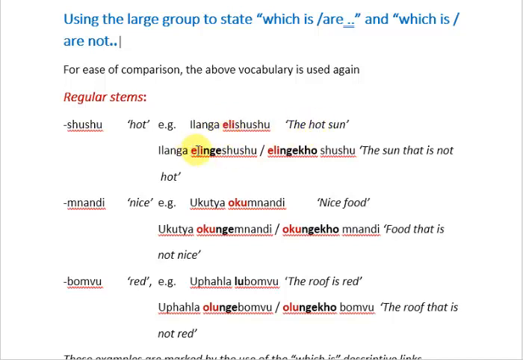And negative elinge, the same nge we had with the smaller group of adjectives. And elinge ko, which is also familiar. Shushu stands on its own. Ukutya okumnandi, the food that is nice. Okungemnandi or okungekho mnandi. Again, both equally correct.